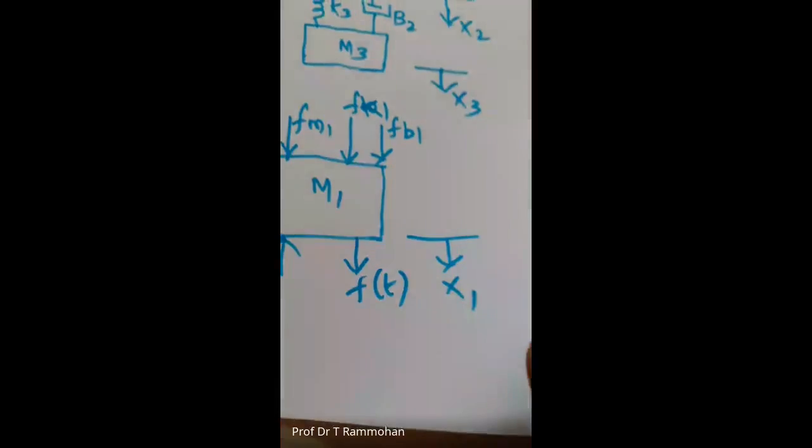Okay. This is the free body diagram of mass 1. So now I am moving to the next one. So what is FM1? What is FM1, students? FM1 equal to M1 into d square x1 by dt square. Just you can see now.